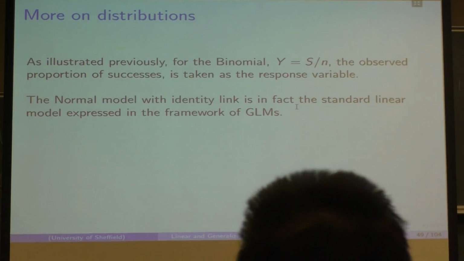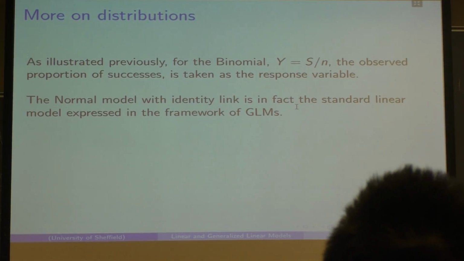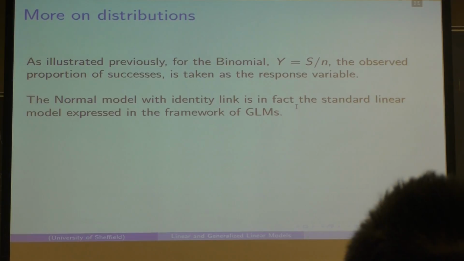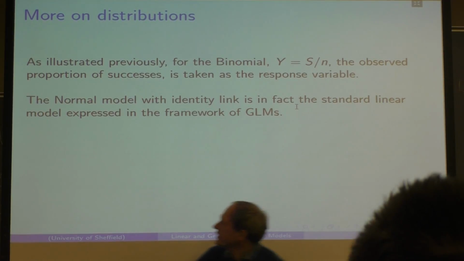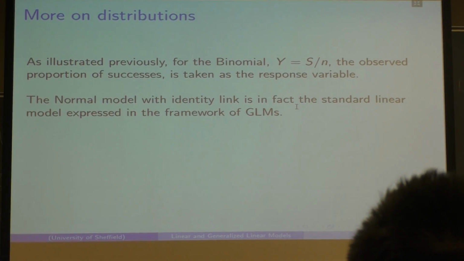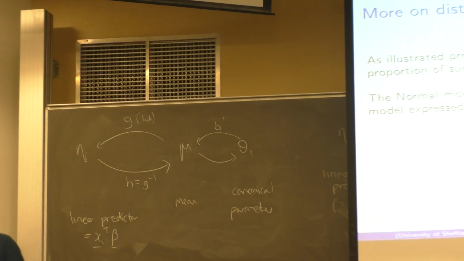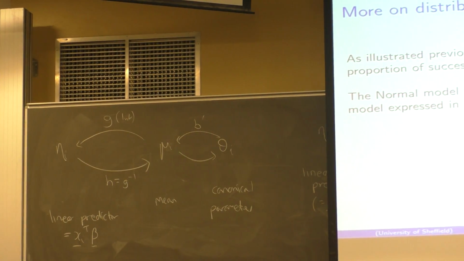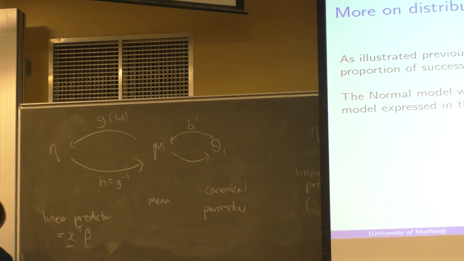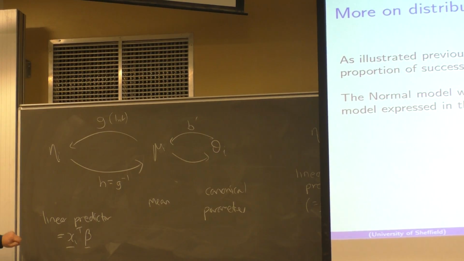So if we take the normal distribution and we use the link which is the identity, so in the diagrams over here, these two functions will be the identity, so eta I and mu I will in fact be the same thing, then that actually just recovers the standard linear model. So we can write the standard linear model as a generalized linear model, if we want to, with the identity function as the link function.